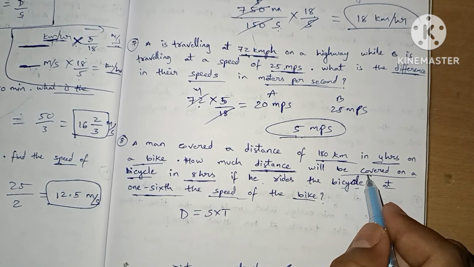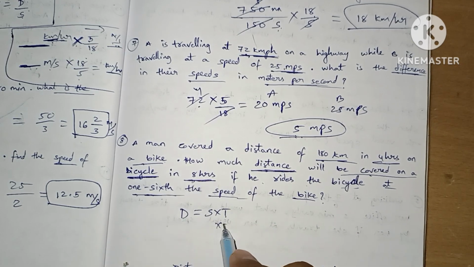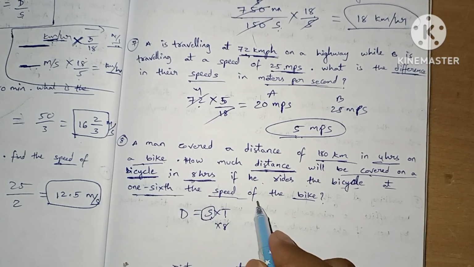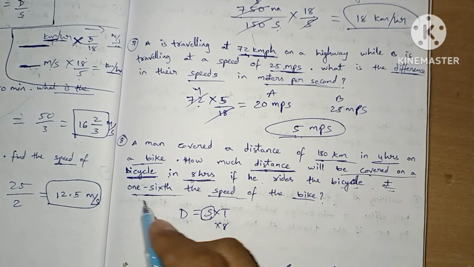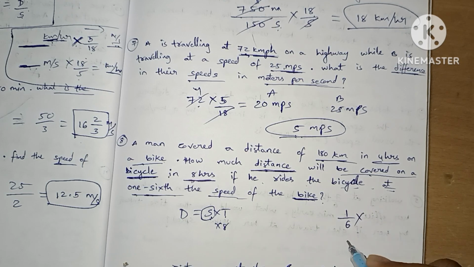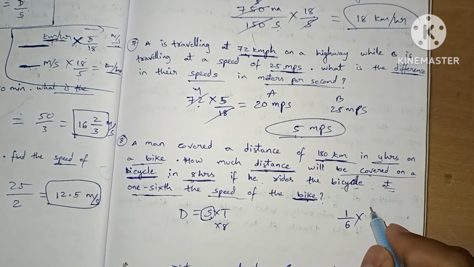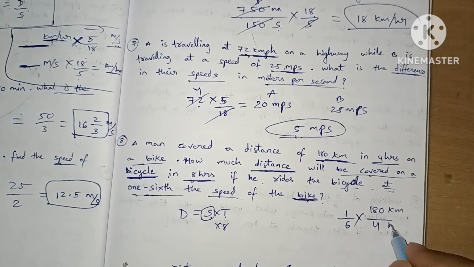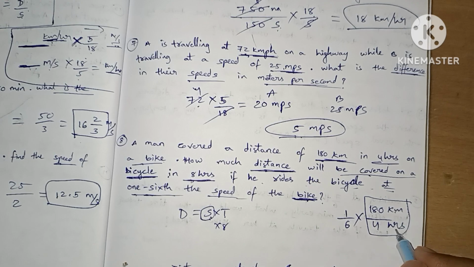and the distance covered on the bicycle. So here time is given as 8 hours. We need to find the speed of the bicycle. Here at the end there is a statement: he rides the bicycle at 1/6 of the speed of a bike. So 1/6 of the bike speed. The bike covered 180 kilometers in 4 hours, so the speed of the bike is 180 divided by 4 kilometers per hour.